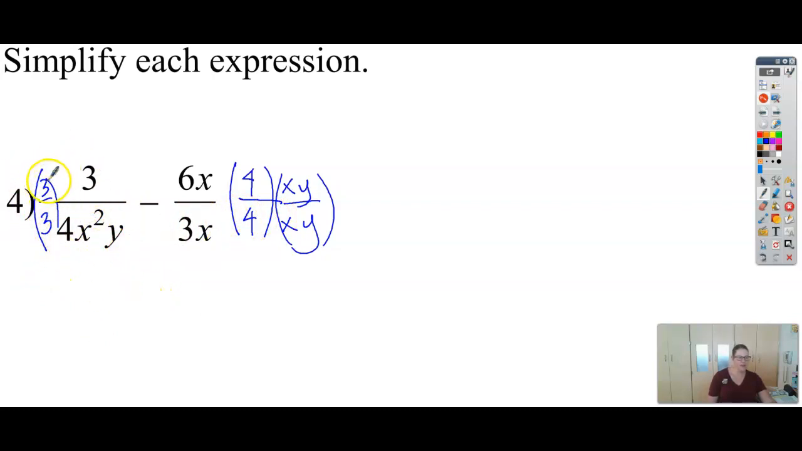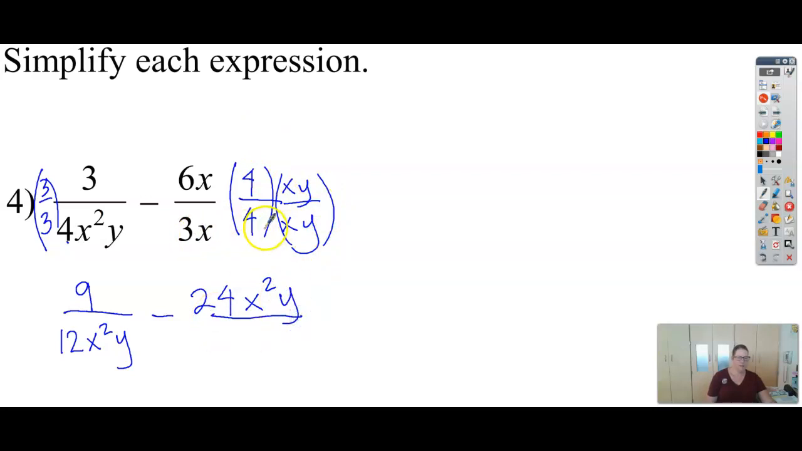So now go ahead and simplify. So 3 times 3 is 9. 3 times 4 is 12. So this side becomes 9 over 12x squared y. This other side I have 6x times 4xy. So the 6 and 4 is 24. x times x is x squared. And then y. And on the bottom, 3 times 4 is 12, and x times x is x squared times y.